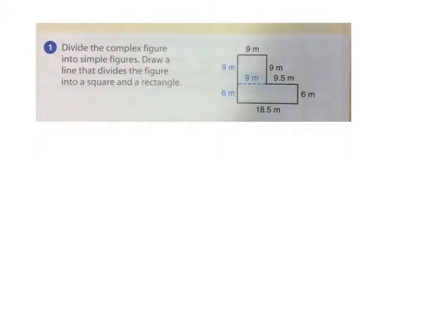So step 1, to solve this problem, you want to divide the complex figure into simple figures. They drew a line that divides the figure into a square and a rectangle. They added this line right here. So now you have a square and you have a rectangle. Let's first find the area, because it says find the area and the perimeter of this new playground.